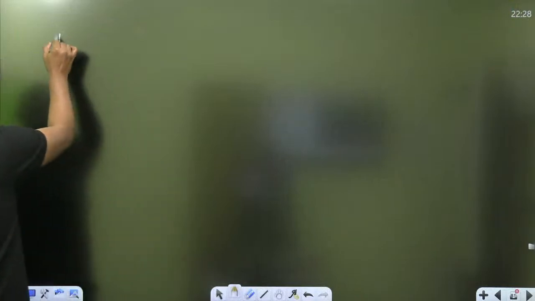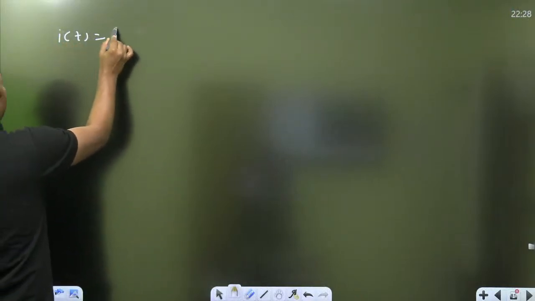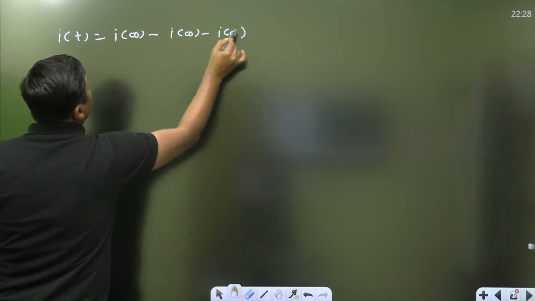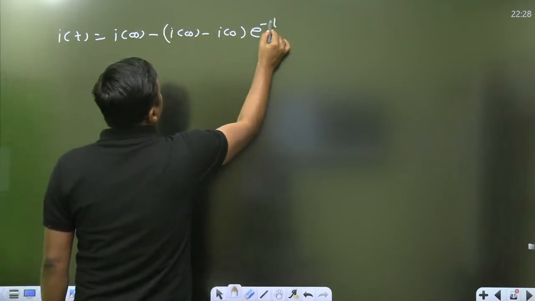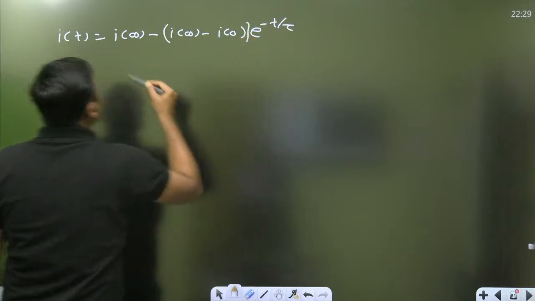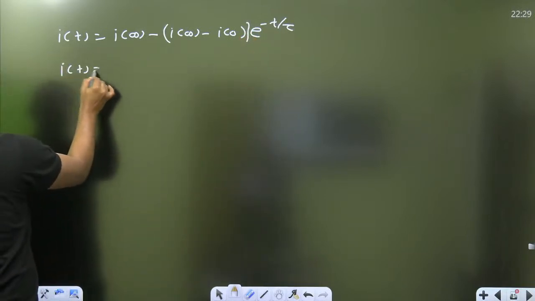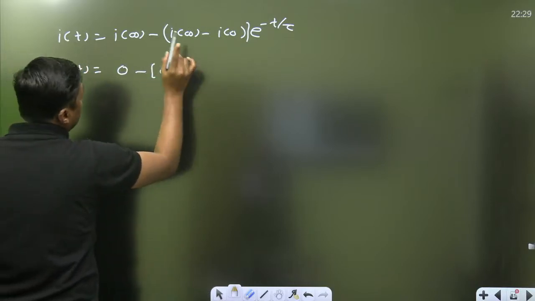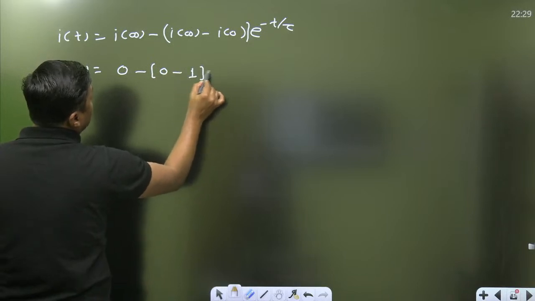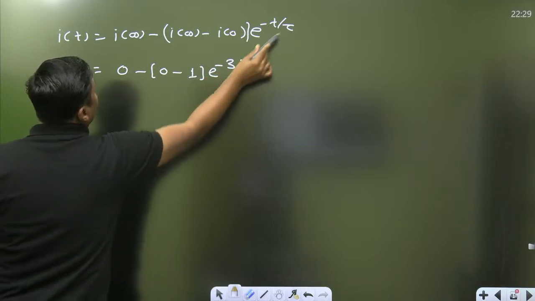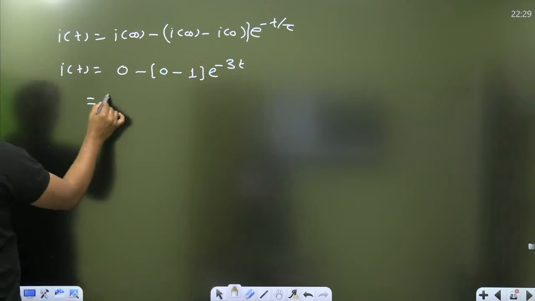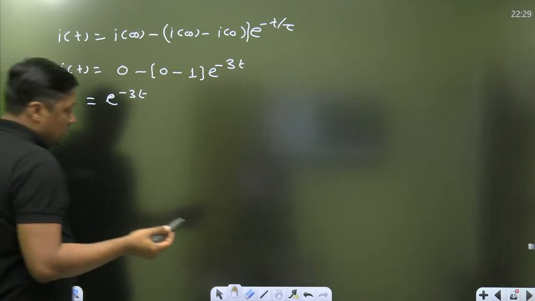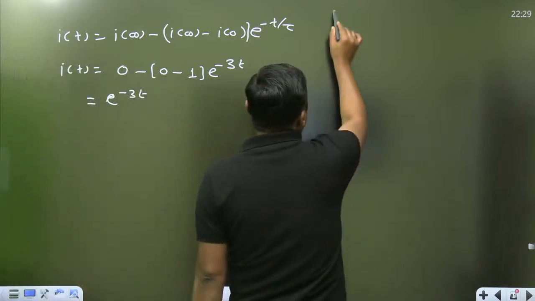Now finally, what is the current? Current is given by I finite minus I0 e raised to power minus t by tau. What will be the value? It is equal to I finite, which is 0, minus the initial value, which comes from the voltage, 1 volt, e raised to power minus 3t. Put the value tau is equal to 1 by 3. It will become e raised to power minus 3t. So that is the answer, but draw the diagram.